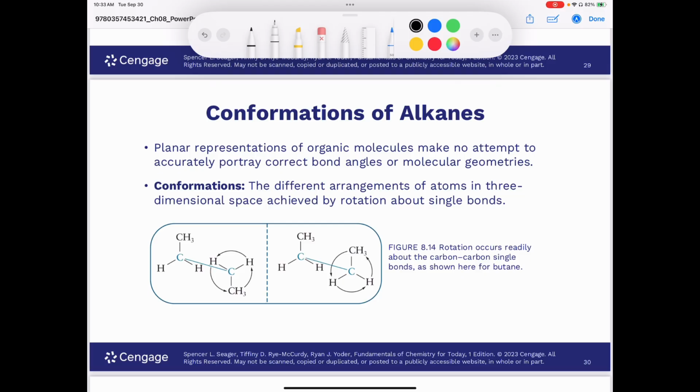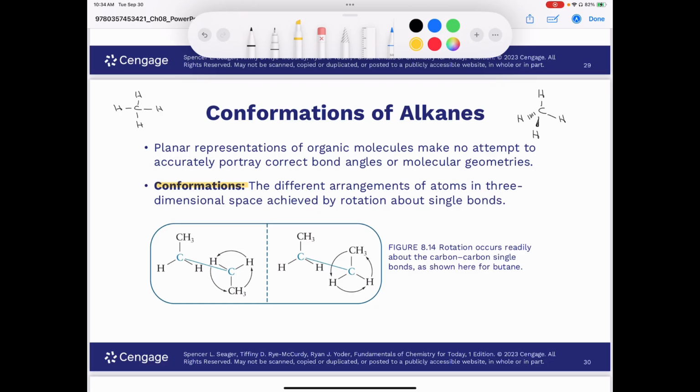Now, conformations of alkanes, this is where a model kit might be helpful for you. It says here the planar representations of organic molecules make no attempt to accurately portray correct bond angles or molecular geometries. When you draw methane like this, it tells you nothing about the three-dimensional shape of the molecule. And you guys know now that it's actually a tetrahedron, or a tetrahedral molecular geometry, which we kind of show using the dashes and the wedges. A model would be even better. But conformations are different arrangements of atoms in three-dimensional space that are achieved by the rotation around single bonds.